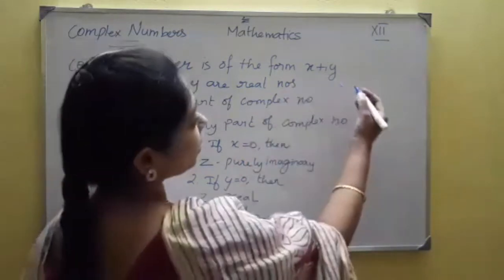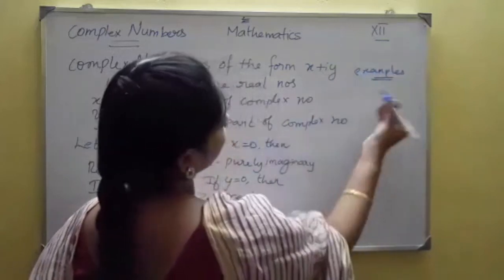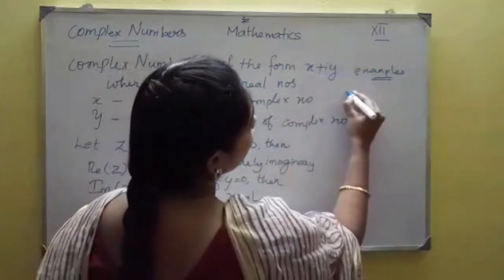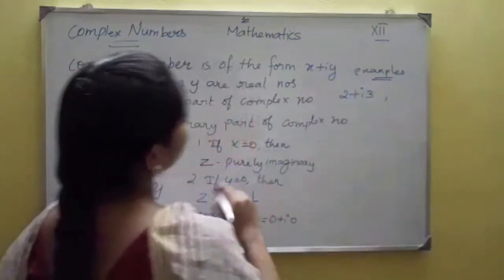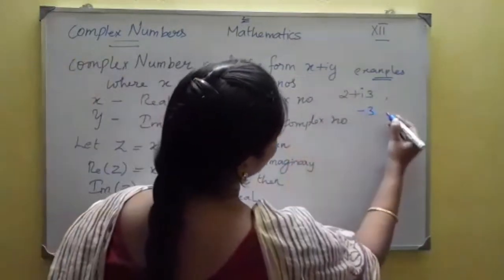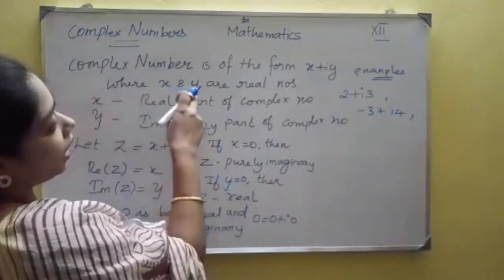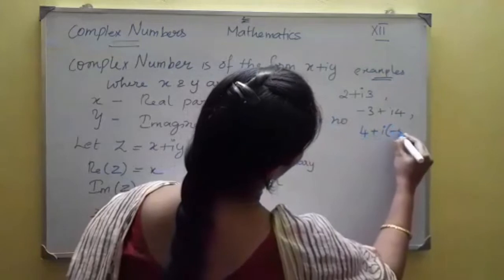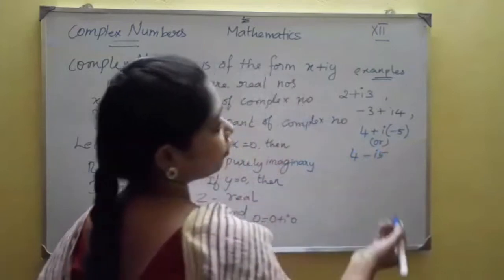Now examples for complex numbers. If you consider two real numbers, 2 and 3, then the complex number is 2 plus i3. If you consider minus 3 and 4, two real numbers, then your complex number is minus 3 plus i4. One more example, if you consider 4 and minus 5 as your real numbers, then your complex number is 4 plus i times minus 5, or I can write this as 4 minus i5.